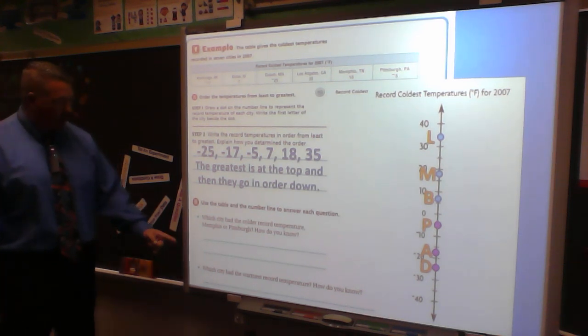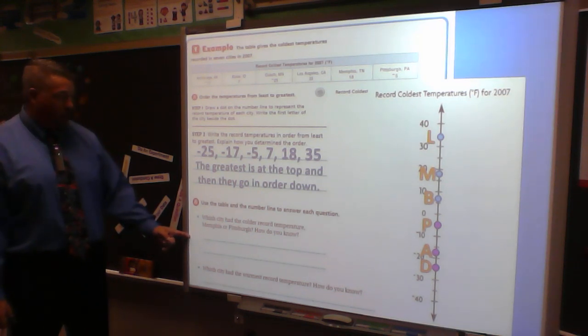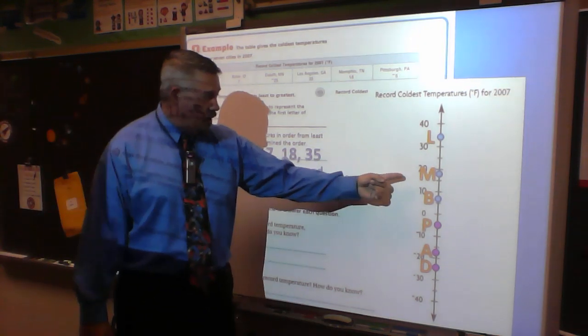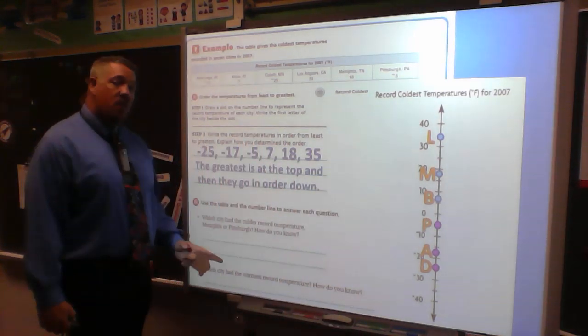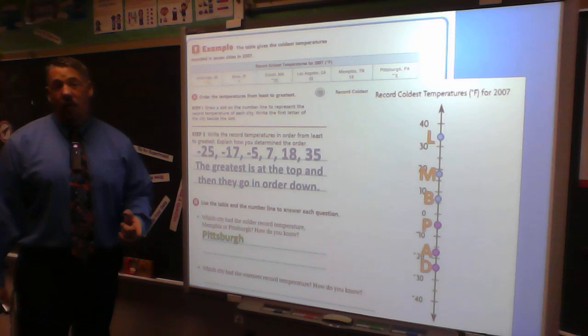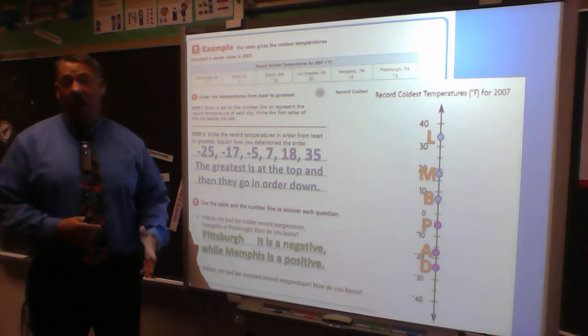Which city had the colder record temperature, Memphis or Pittsburgh, and how do you know? Well, Memphis is here and Pittsburgh is here. That's a positive number versus a negative number, so I know it has to be Pittsburgh. And I know that because negative numbers always have a smaller value than positive numbers.